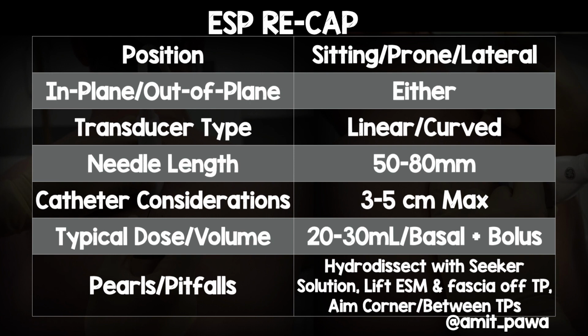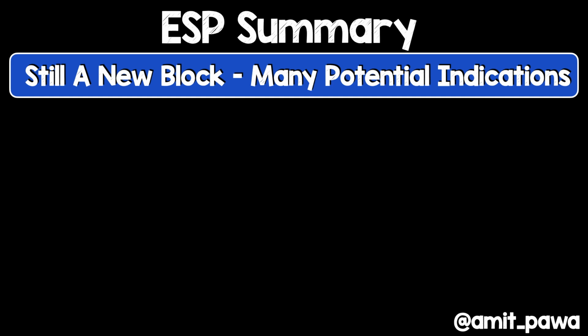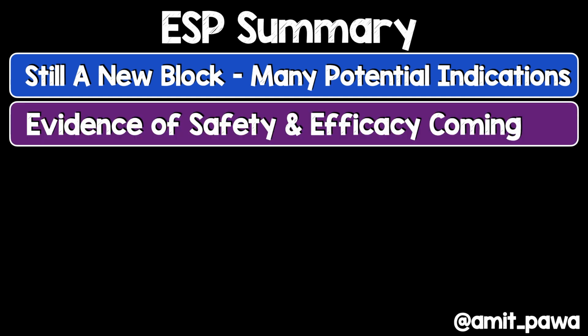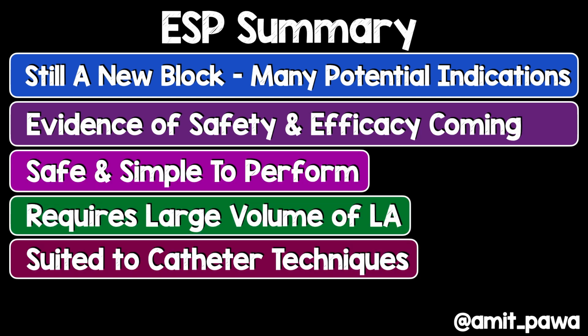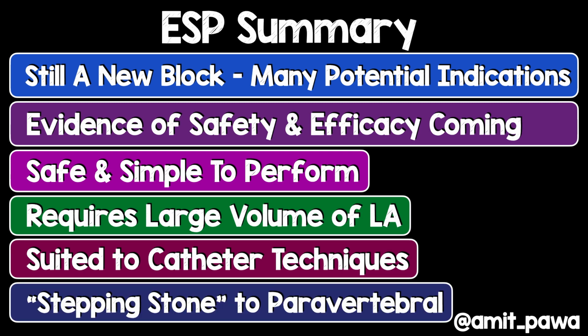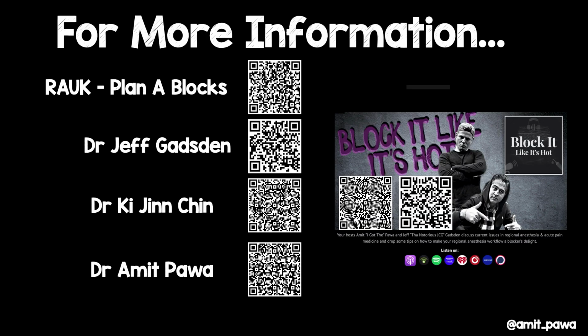And then in terms of pearls and pitfalls, I talked about using a saline solution, aiming to lift that erector spinae plane and fascia off the transverse process and aim for that corner or in between the transverse processes. So to summarise, this is still a new block and there are many potential indications. There is more and more evidence of safety and efficacy coming, so don't give up on it yet. It's safe and simple to perform. It does require a large volume of local anaesthetic and is well suited to catheter techniques, but it can be used as that stepping stone to learning the paravertebral, which would be amazing.